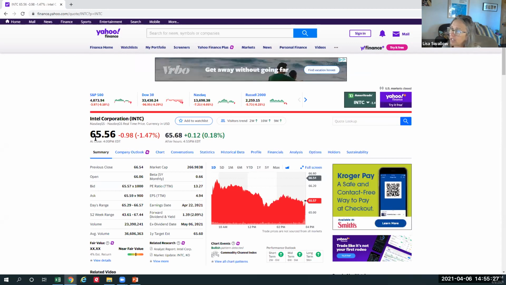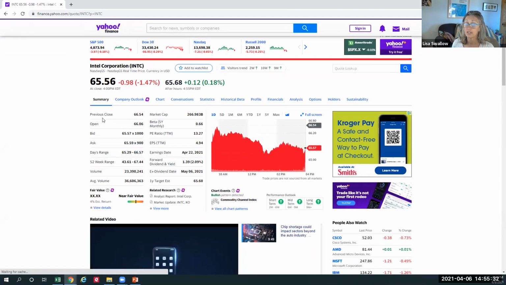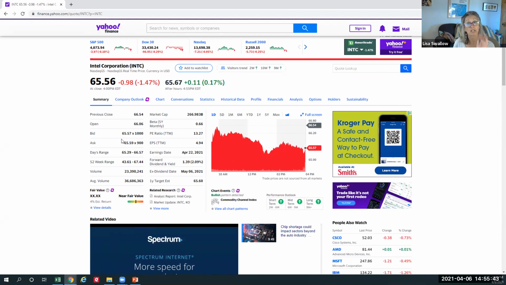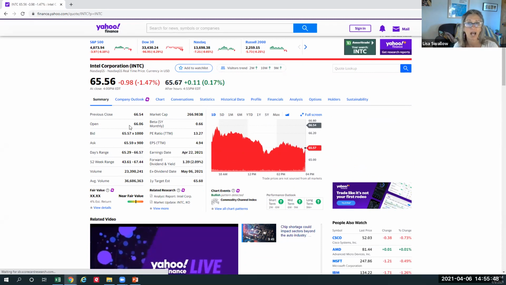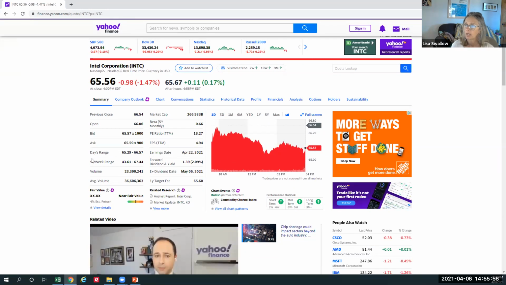Now, again, using my poor fingers here. It closed yesterday at $66.54. Your open, your bid, and your ask were part of those different orders you could place. Remember I talked about that before, stop loss and limit. You don't need to get too into depth with that either. Here's what it's traded between today. Today, before the market closed out east, it traded between $65.29 a share and $66.57 a share.